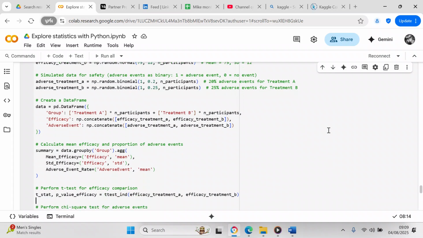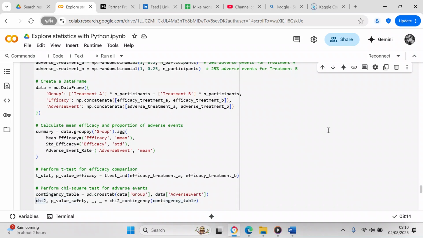So now we're going to perform a t-test for efficacy comparison. t_stat, p_value_efficacy = ttest_ind(efficacy_treatment_A, efficacy_treatment_B). Your p-value efficacy is a probability, and ttest_ind means that you're going to perform a t-test on data that is not related.